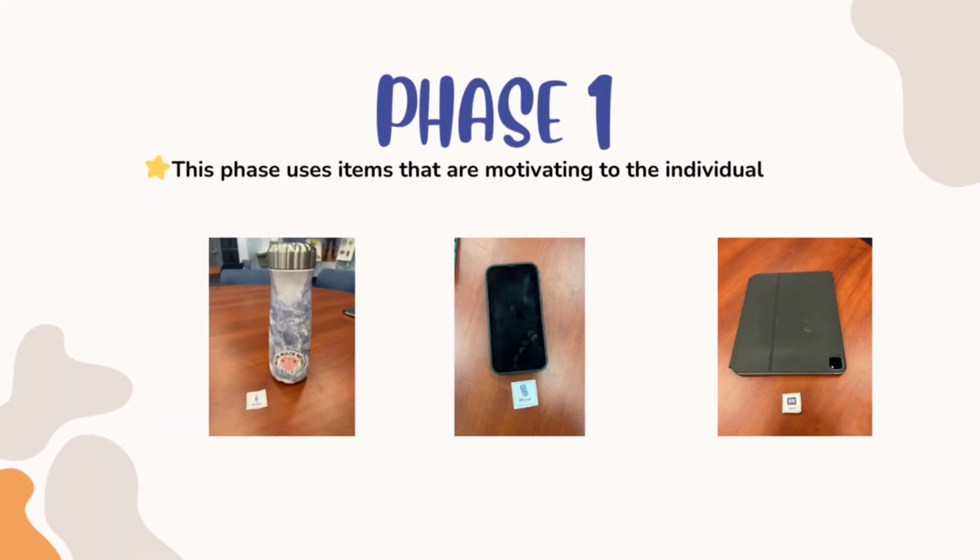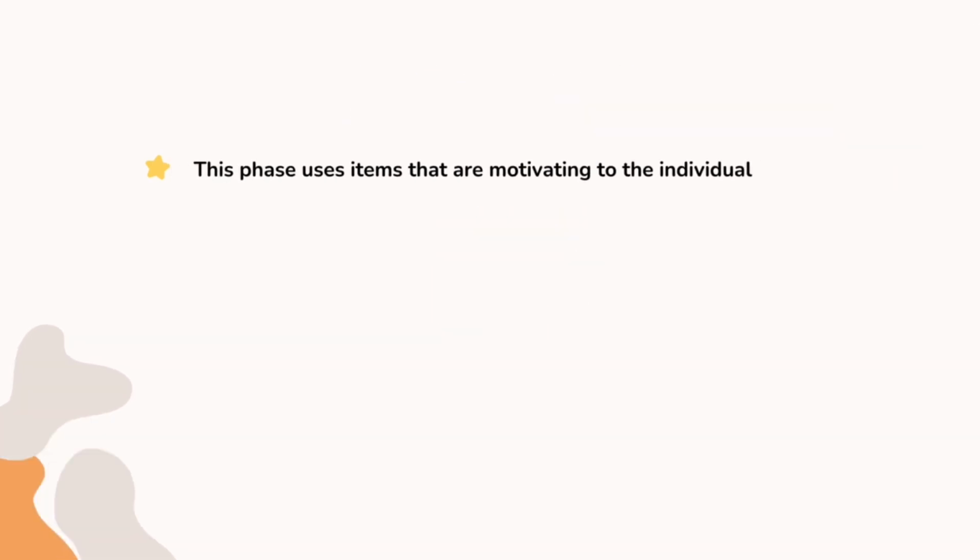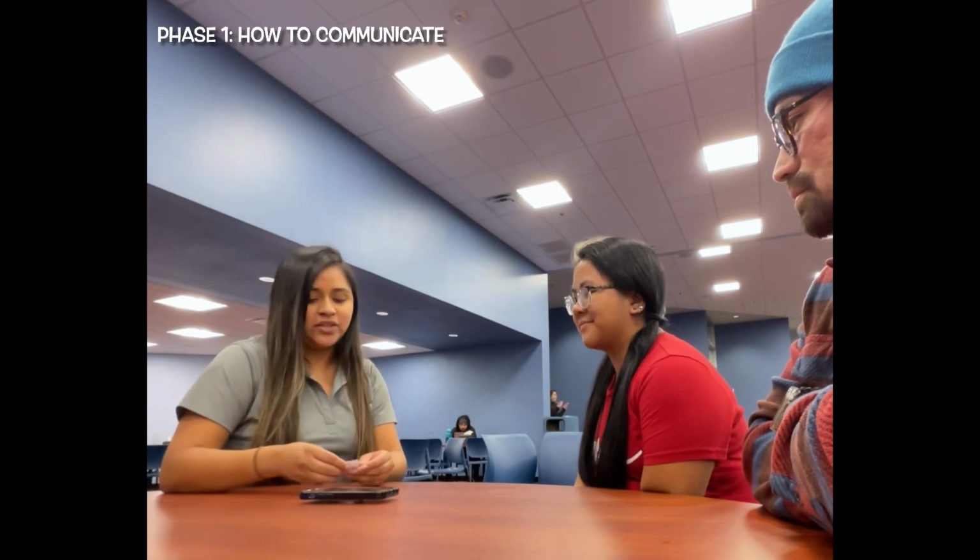Phase 1. This phase uses items that are motivating to the individual. In this case, we used a water bottle, a phone, and a tablet. So we're going to start off with this one, which is for a phone. If you need a phone, you will give me this and I will give you the phone in return. Does that sound like a plan?